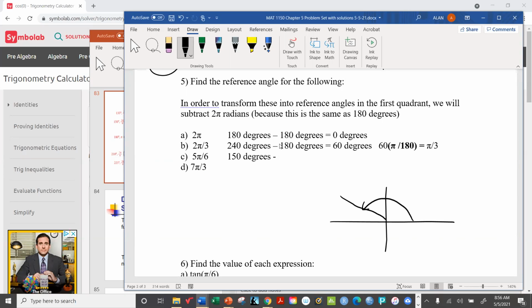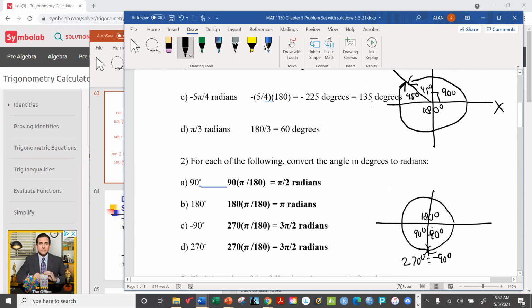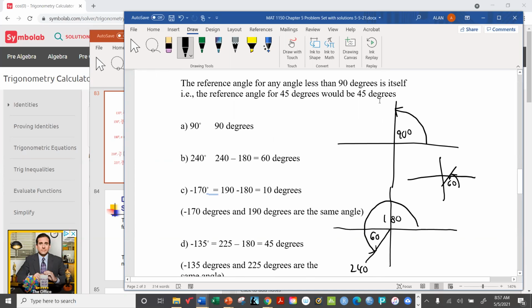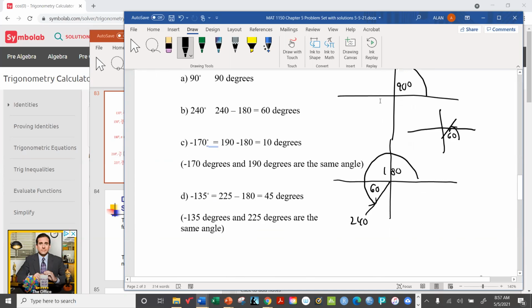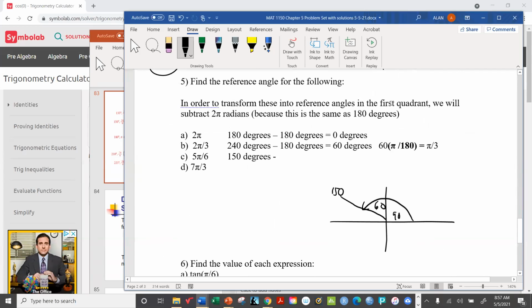Okay, so this is 90, and 60 brings me to 150. So we don't want to subtract 180 degrees, although I suppose we could, but it doesn't help us. Each time we subtract 180 degrees, but that's because we're already either in the third or the fourth quadrant. If you're in the second quadrant, then what you'll have to do is subtract 90 degrees.